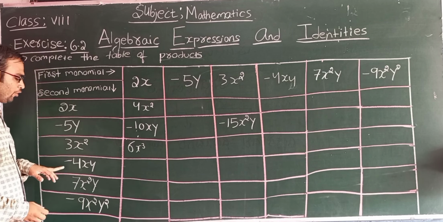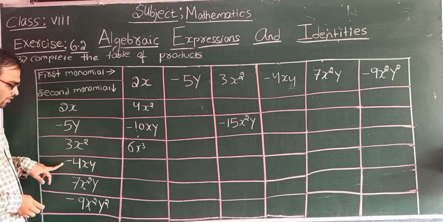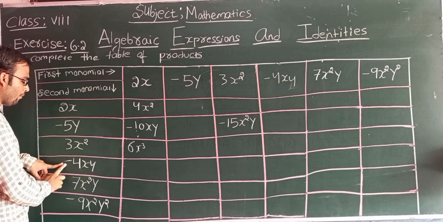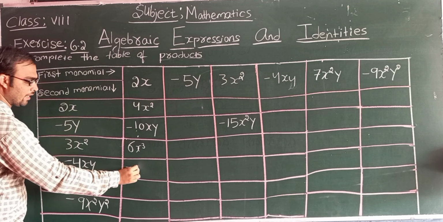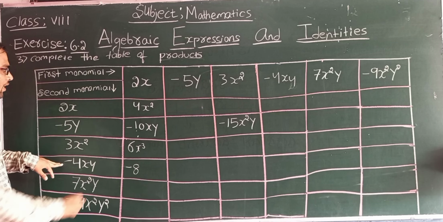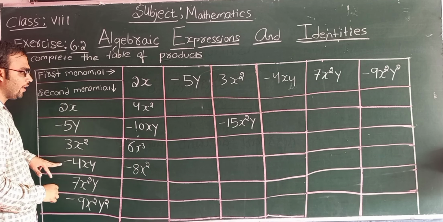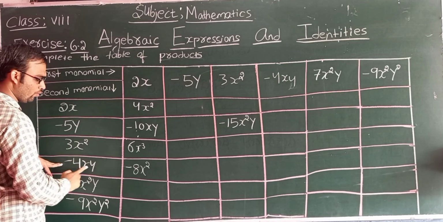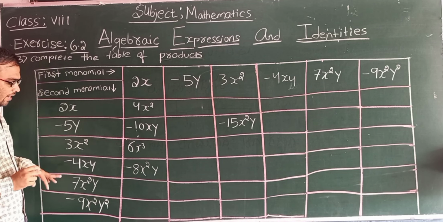Now what we need to multiply? Minus 4xy with 2x. Here minus is there, students. So minus into plus, nothing is there, means plus, so minus into plus will be minus. Next, 2 4s are 8. Now x into x will be x square, and here y is there. So x square into y is x square y. So what you are getting? Minus 8x square y.